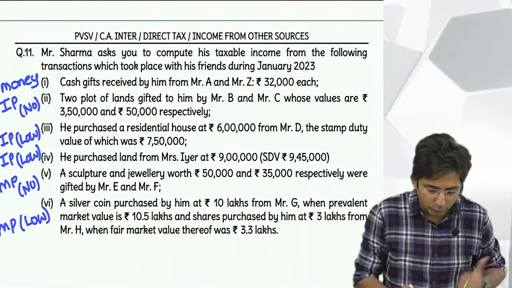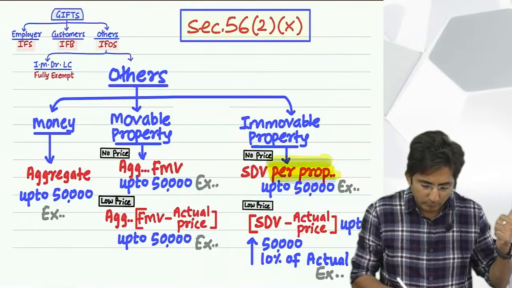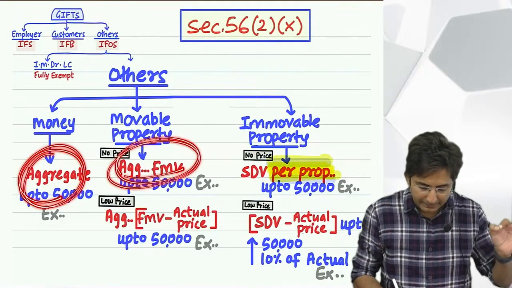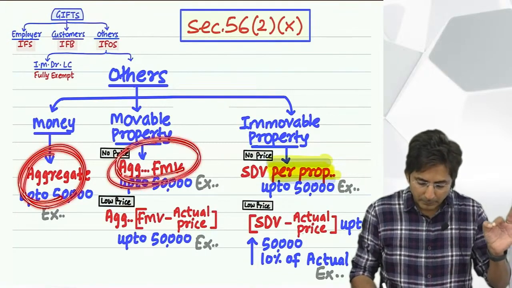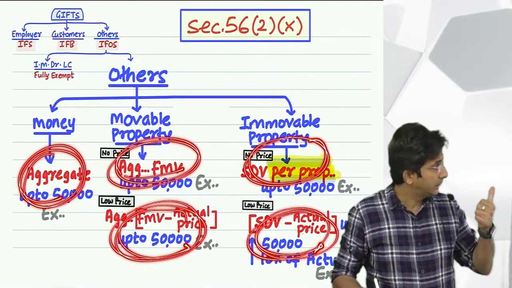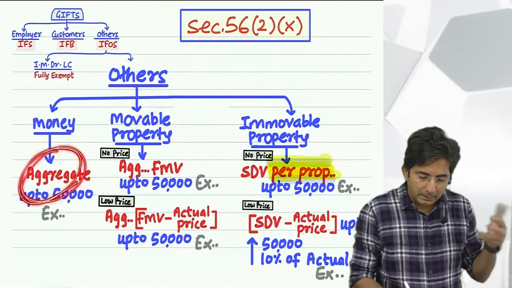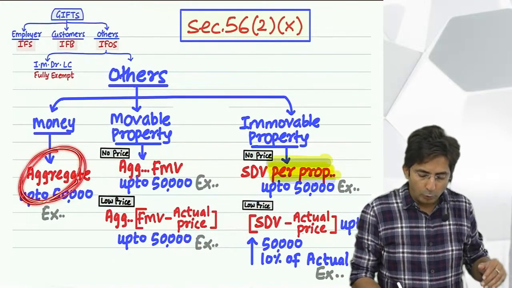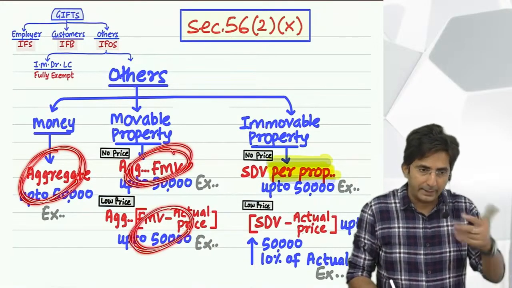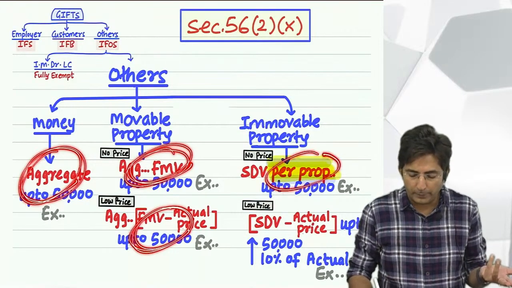The best thing is, this scene should be fixed in your mind. This is one separate set, this is a different set, this is a different set. Here anyways we go property wise. This way you should view. All monies combined separately. All no price movable property combined separately. All low price movable property combined separately. Any immovable property, anyways we go per property.